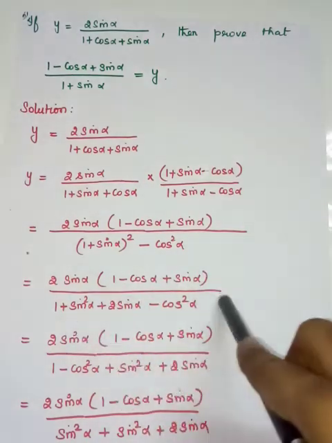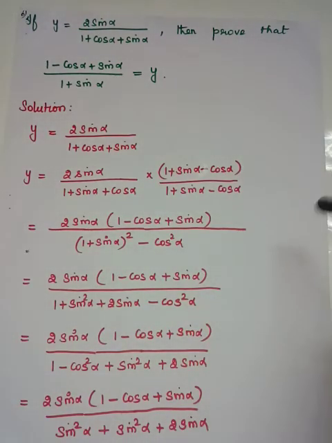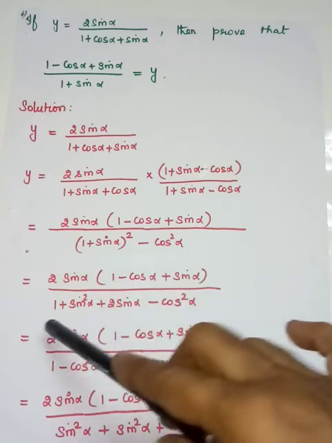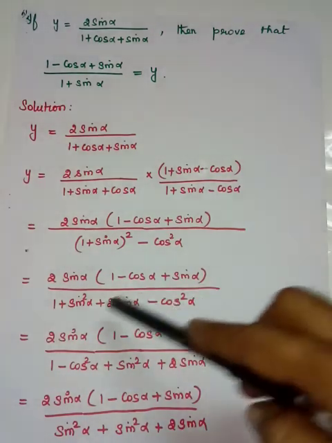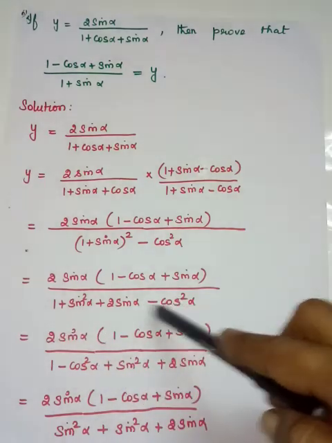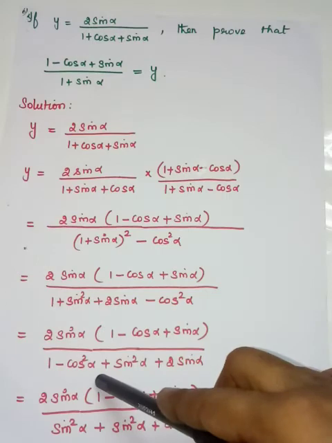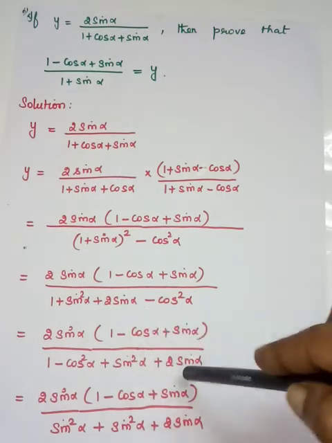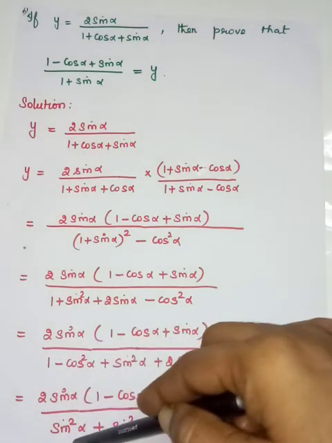Okay, come to the denominator. We have to arrange the denominator. The numerator has to be written as it is. So it is a plus b the whole squared. So a squared plus b squared plus 2ab minus cos squared alpha. In that, what is it? Just combine the first term and the last term, that is 1 minus cos squared alpha, plus the second term sin squared alpha, plus the third term 2 sin alpha. What is 1 minus cos squared alpha? That is sin squared alpha.